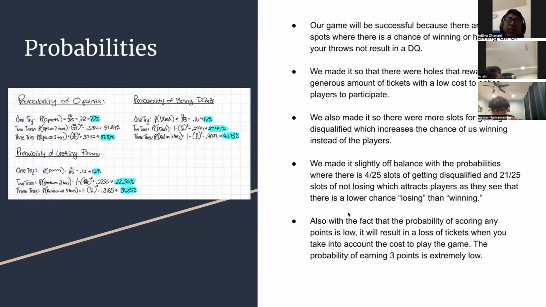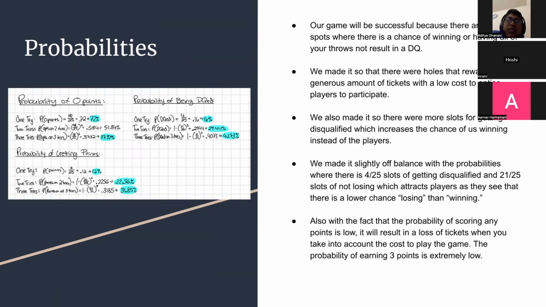Probabilities. Our game will be successful because there are enough spots where there's a chance of winning or having all of your throws not result in a DQ. We made it so that there were holes that rewarded a generous amount of tickets with a low cost to entice players to participate. We also made it so there were more slots for getting disqualified, which increases the chances of us winning instead of the players.